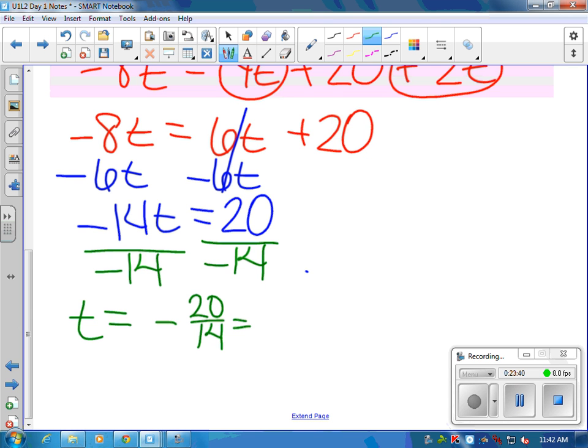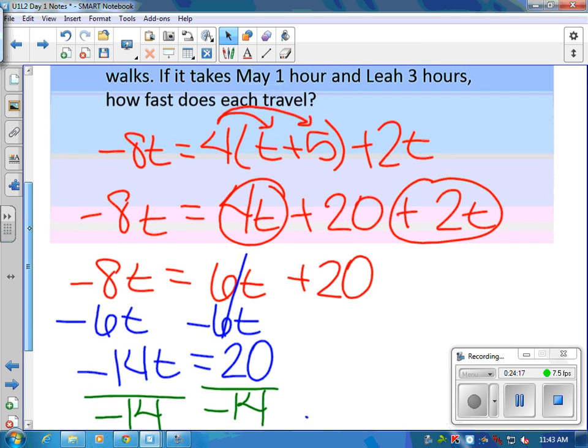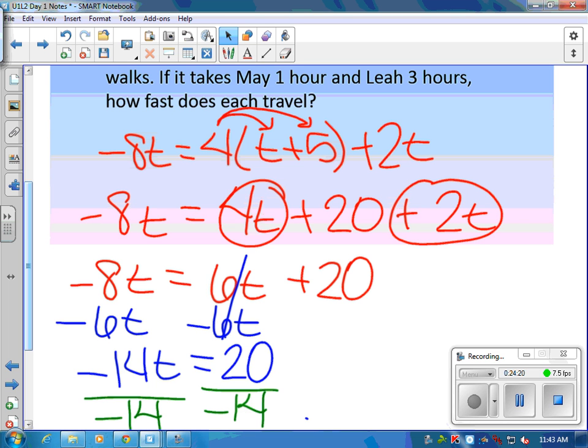Can I simplify that fraction? How can I simplify it? Okay, each of them have a factor of 2, so I can divide the top by 2 and the bottom by 2, and I can get negative 10 over 7. I could also write this as negative 1 and 3/7. 7 goes into 10 one time, and then there's 3 left over. Questions about this problem? Remember to completely simplify, and then when you are done simplifying, start solving your equation.